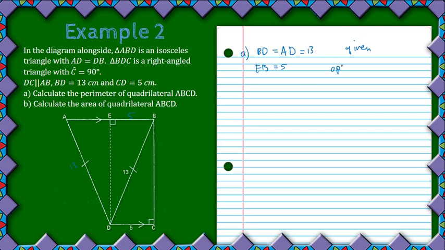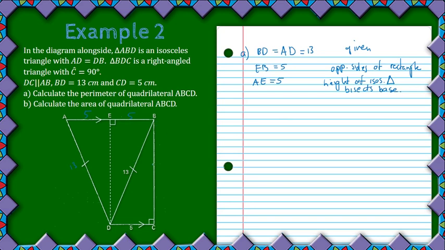You can say opposite sides of rectangle. Okay, then we know that AE is also 5. That is because the height of an isosceles triangle will bisect the base. Alright, and then the last side that we still need is BC.